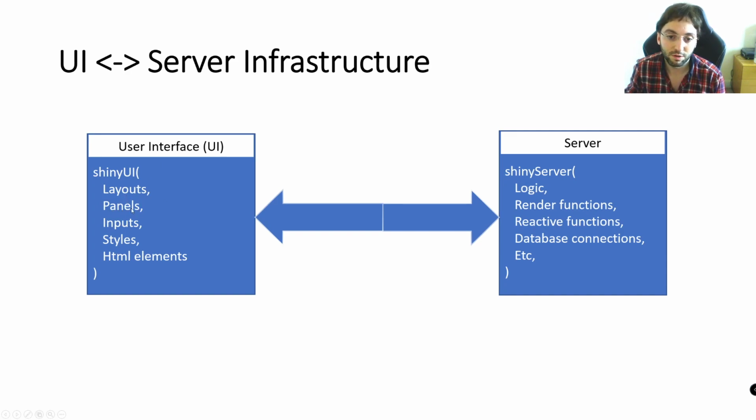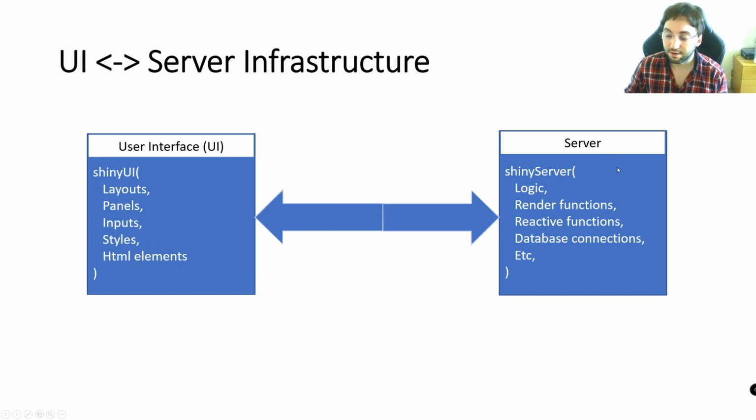Panels, which hold all the other components. Then inputs such as buttons, radio buttons, selectors, whatever. Styles, you can style your elements using, for example, CSS. We will see that a bit later. If you're familiar with web development, you know what I mean. But we'll look at this in a minute. And HTML elements, you can use HTML tags inside our Shiny application. So if you are familiar with web development, you can really exploit your knowledge already.